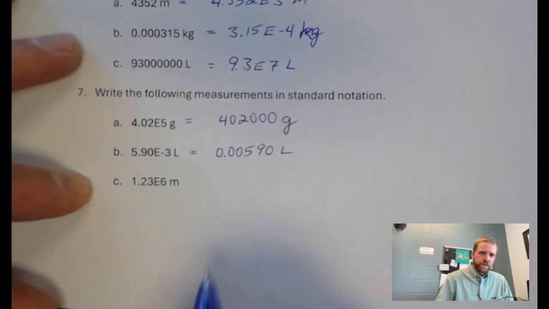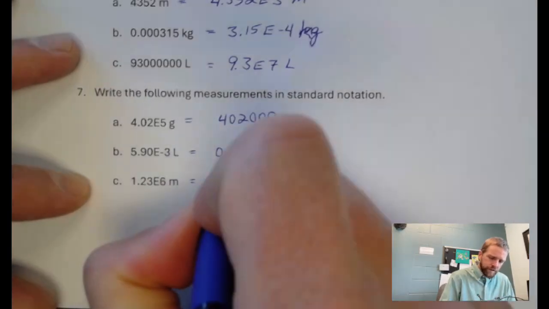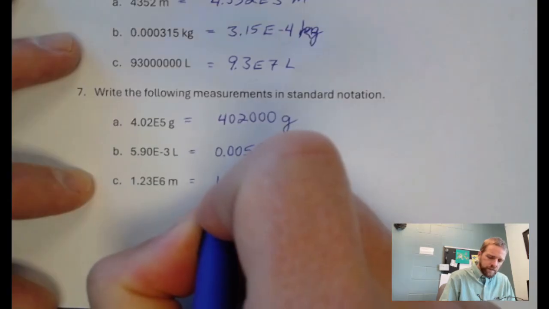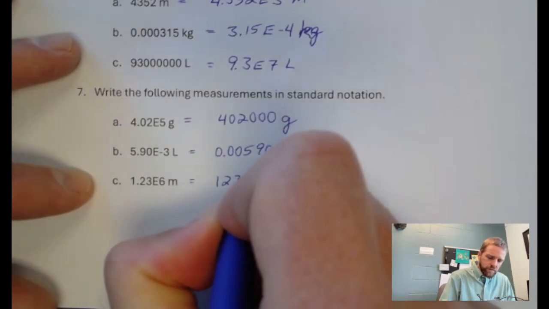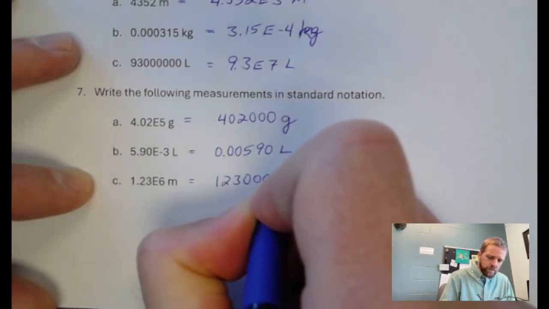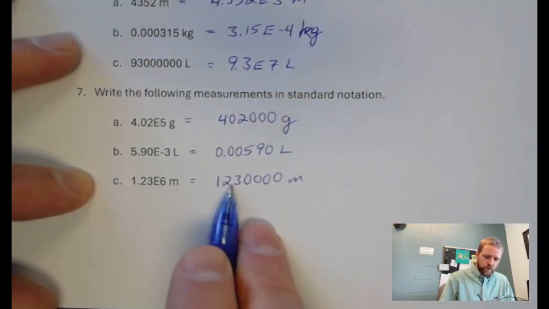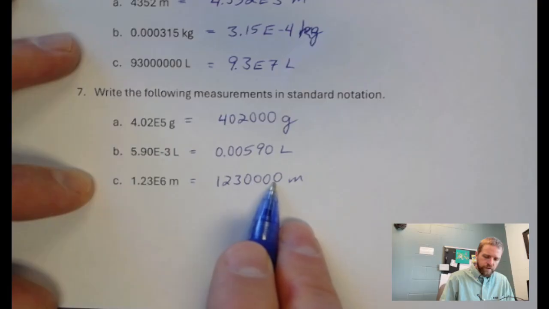1.23 times 10 to the 6 meters. Again, I'm going to take 1, and I'm going to move the decimal 6 spaces to the right. And I've got 1, 2, 3, 4, 5, 6.